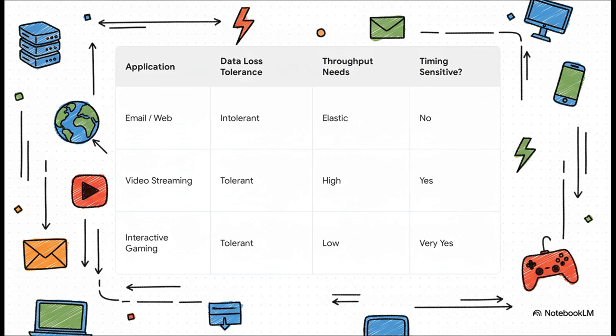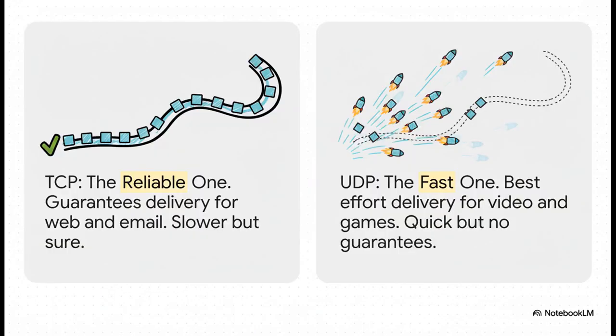But what about a video stream or an online game? Losing one tiny little packet of data here or there is totally fine. You'd never even notice, as long as the action keeps moving fast. They have completely different needs. And brilliantly, the internet provides two main services to handle this.